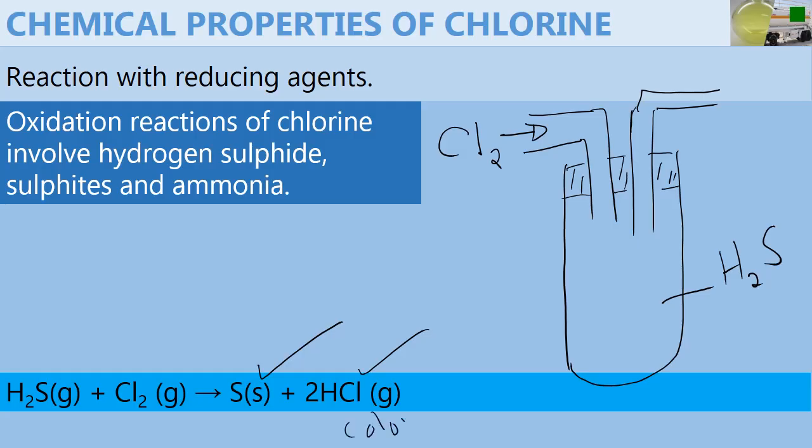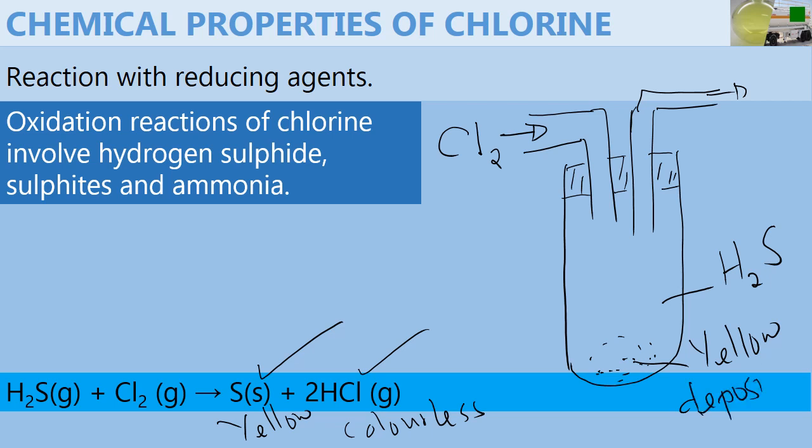Hydrogen chloride gas is colorless, while sulfur is a yellow solid. Therefore, at the end of the experiment, some yellow deposits will be formed at the bottom of the test tube. These yellow deposits are sulfur. And then a colorless gas, of course, of hydrogen chloride gas will be observed.